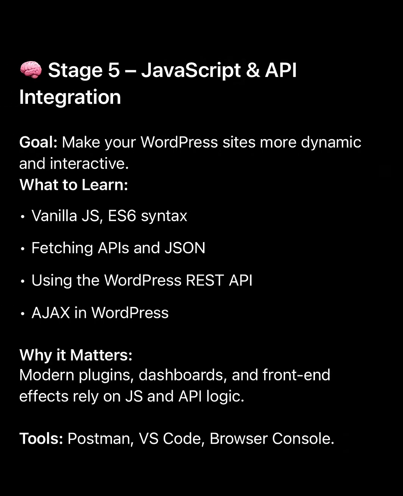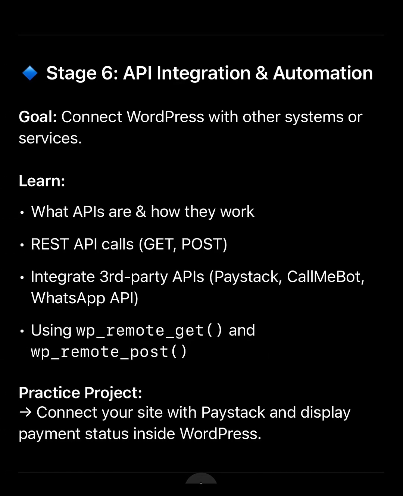JavaScript and API integration. Goal: make your WordPress sites more dynamic and interactive. Learn vanilla JS, ES6 syntax, fetching APIs and JSON, using the WordPress REST API, AJAX in WordPress. Why it matters: modern plugins, dashboards, and front-end effects rely on JS and API logic. Tools: Postman, VS Code, Browser Console.